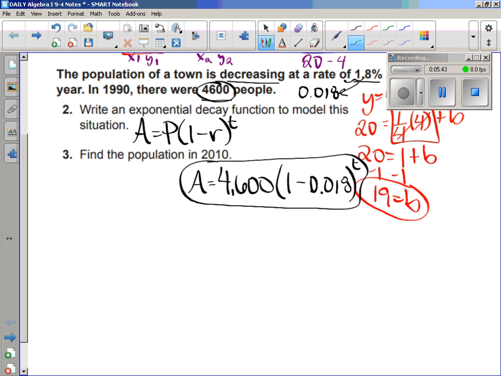Number 3 then asks us to find a number answer. So they want us to find the population in 2010. Now, am I going to plug in 2010 for t? No, because it starts in 1990. So how many years have passed if it's 2010 and it started in 1990? Well, that's 20 years. So we're going to plug in 20 for t.